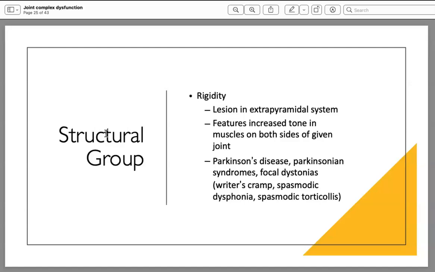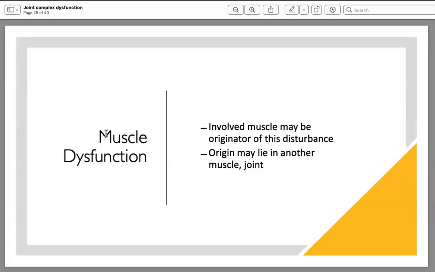These can also occur as rigidity, lesions in the extrapyramidal system or extrapyramidal tracts. So you have hypertonicity and increased tone. This is, again, a neurological issue, not necessarily manipulable, right? Parkinson's disease, different types of Parkinsonian syndromes, focal dystonias, spasmodic dysphonia, torticollis. Those are usually coming from a more rigid type of standpoint.